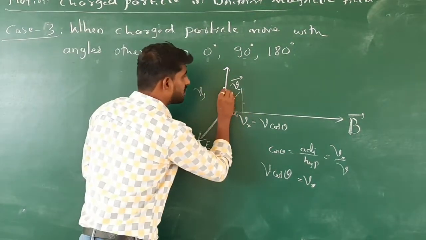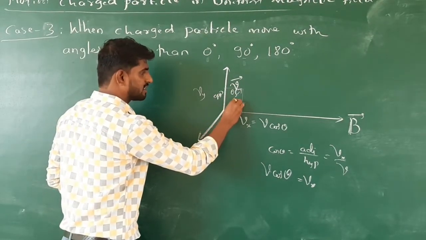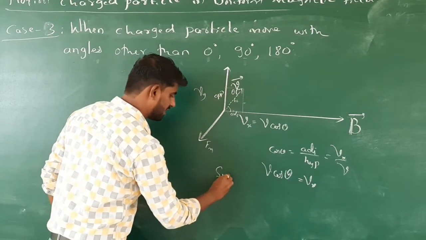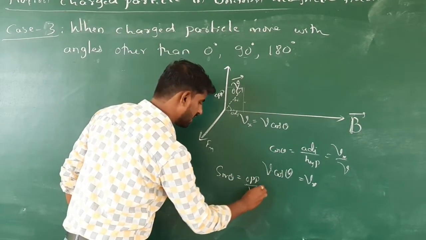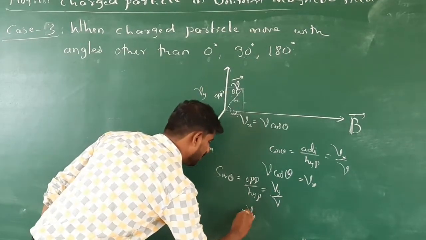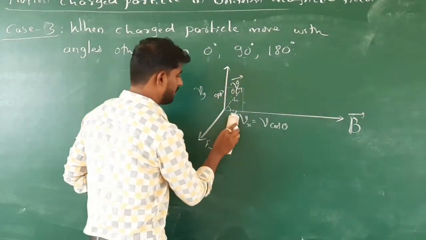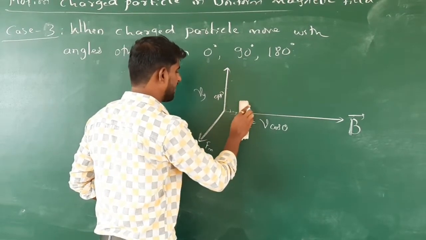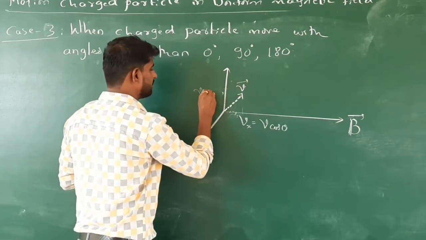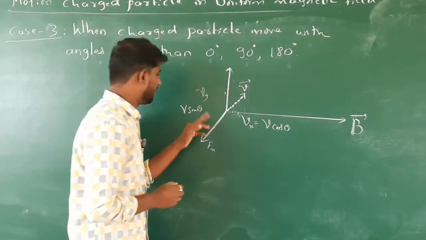Similarly, I draw one more line here. If this is theta, this is also theta. This is the opposite side, and this is the hypotenuse, which is capital V. I want the opposite side value. Sin theta is equal to opposite divided by hypotenuse. The opposite is Vy, the hypotenuse is total V. So Vy is equal to V sin theta. So Vx equals V cos theta, Vy equals V sin theta. Here this is the direction of velocity V, and Vy has value V sin theta, Vx has value V cos theta. So V is resolved into two components.